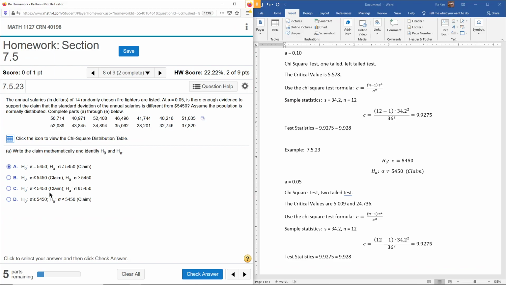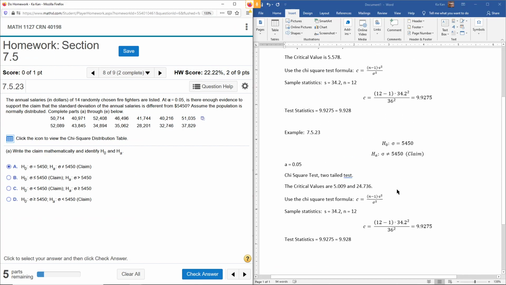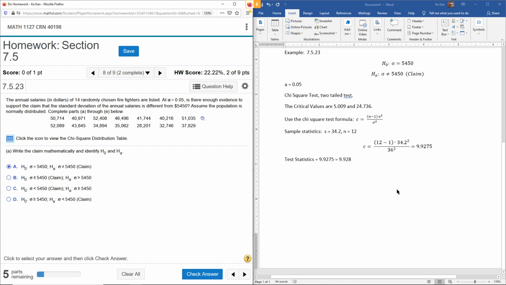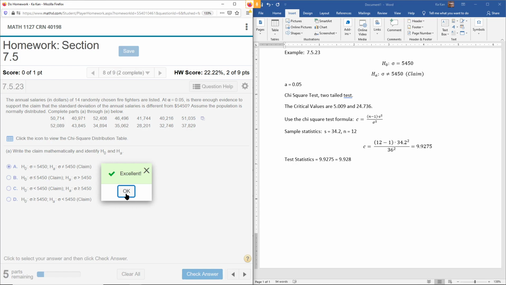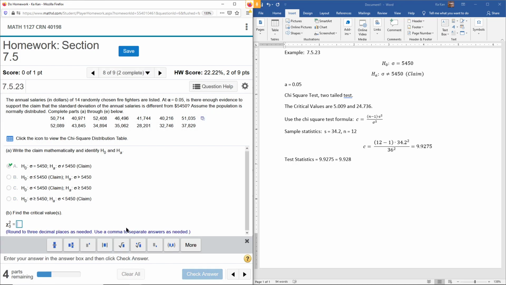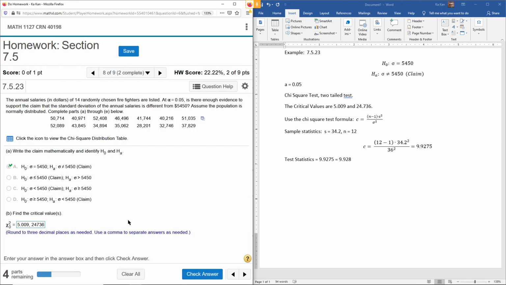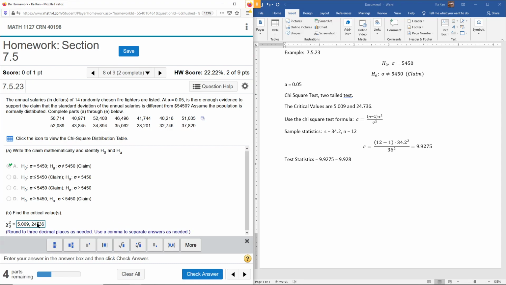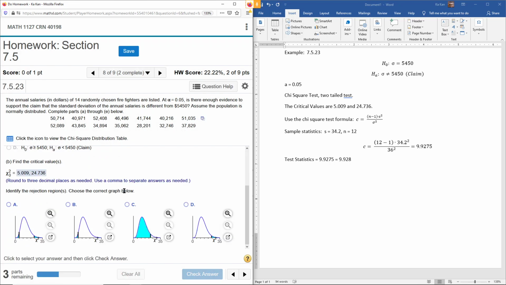So what do we know? This is the test, equal or not equal. So that's the first one. And then one of the critical values is going to be 5.009, comma, 24.736. Oh, I don't know why I didn't put a decimal in there. There you go.